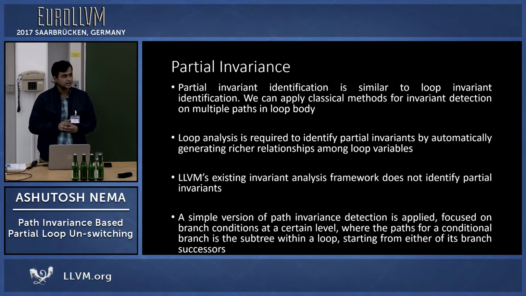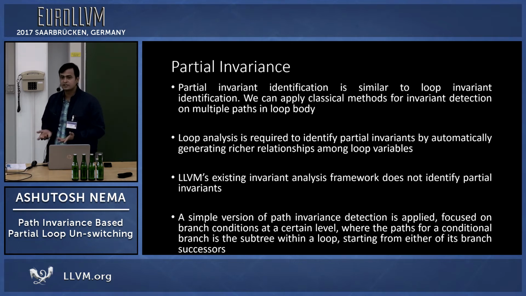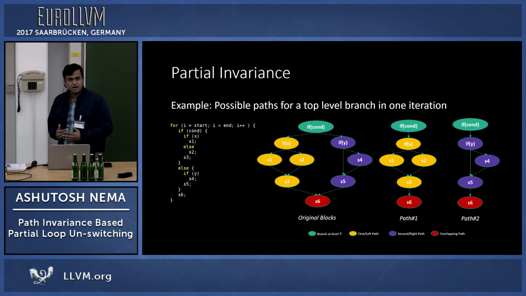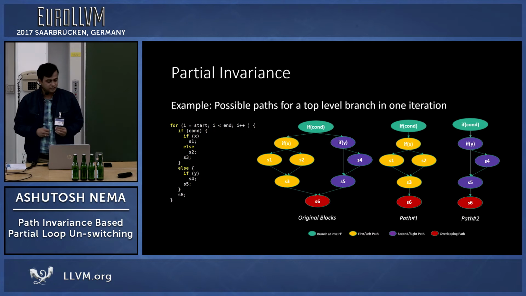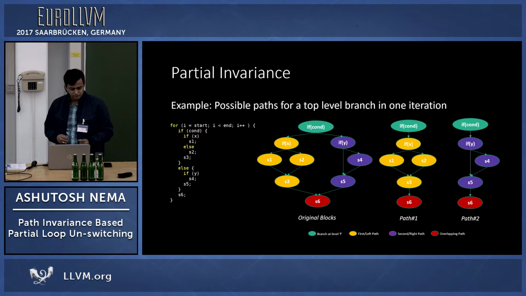A simple version of path invariant detection is applied. We focus on the branch condition at certain levels, where the path of the condition of a branch is a subtree starting from either of its successors. So this example shows what the possible paths are at a certain branch level we are considering. Here is a C snippet where the iteration range starts from start and goes up to end. It has nested ifs, but as I said earlier, we are considering a branch at a certain level. So here we are talking about the top level branch, which is dependent on a variable cont.